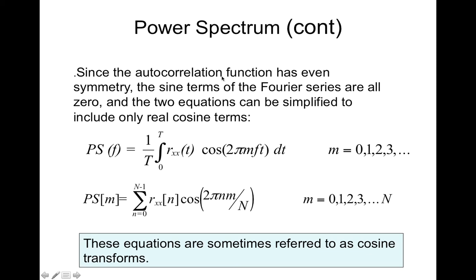Now, the autocorrelation function has even symmetry. So because it has even symmetry, if we were looking at the Fourier series as sines and cosines, we would not have to include the sine terms because they're odd. And given the even symmetry, the odd terms would cancel out. So we can actually take this as cosine transforms. So this is actually the power spectrum given as a cosine transform of the autocorrelation.